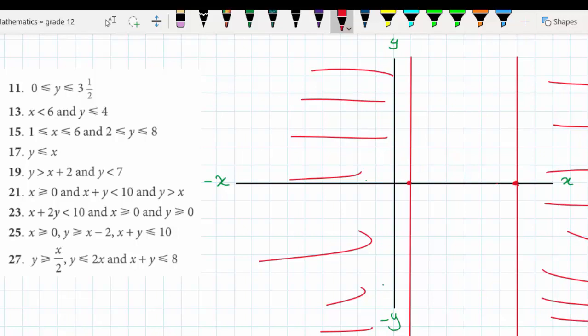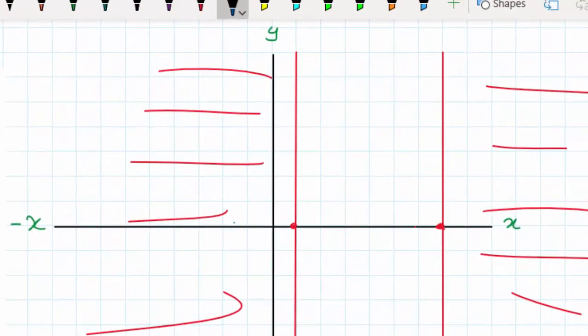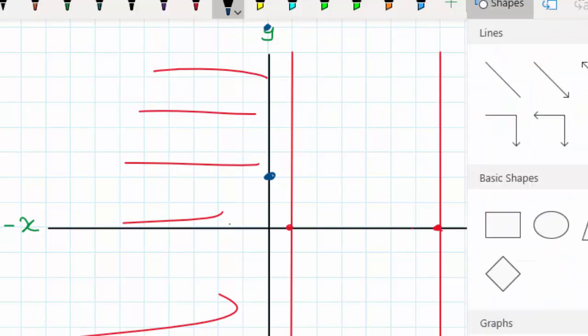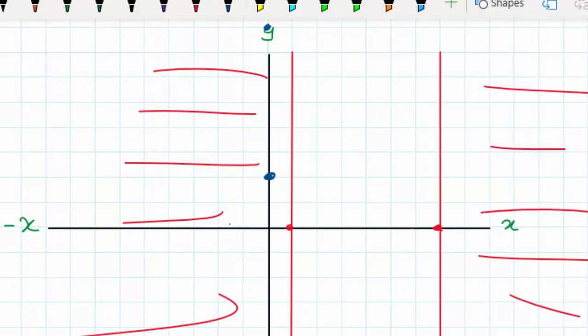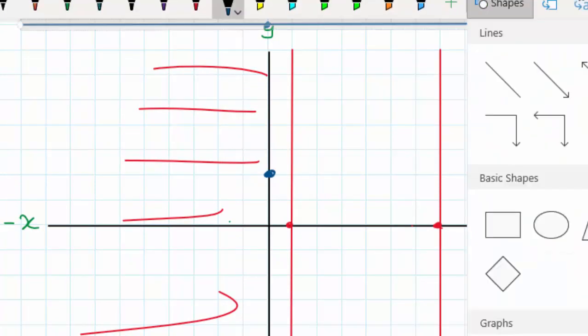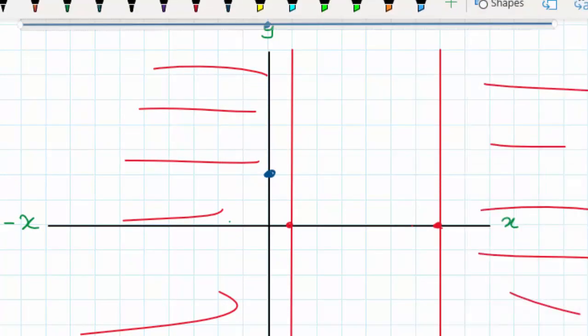For y is between 2 and 8. Here y is equal to 2, 1, 2, and y is 8, 1, 2, 3, 4, 5, 6, 7, 8 is here, and we need two straight lines to represent them. The first straight line and the second straight line.